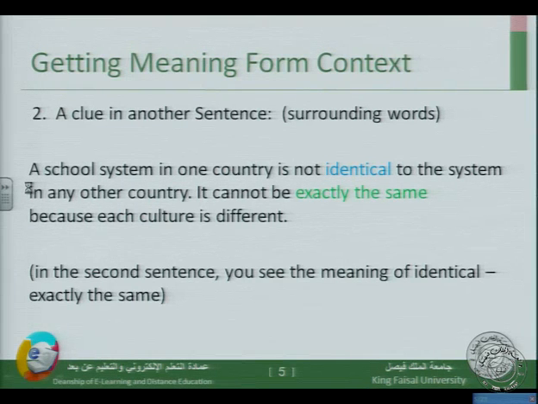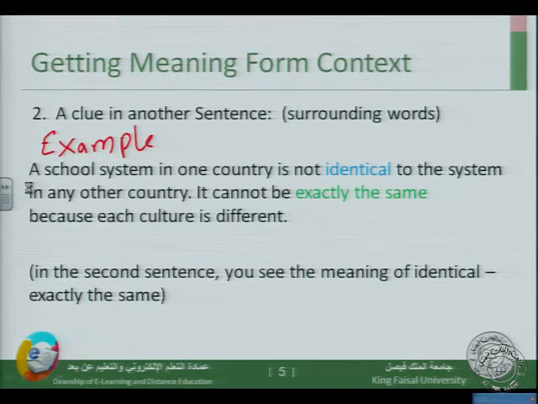you can guess the meaning of these unfamiliar words by looking at the surrounding words. These surrounding words may help you to understand the new word. For example, let us look at this example. This is an example.